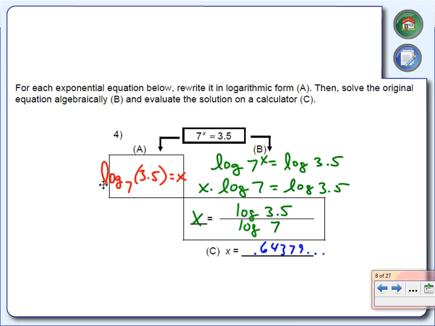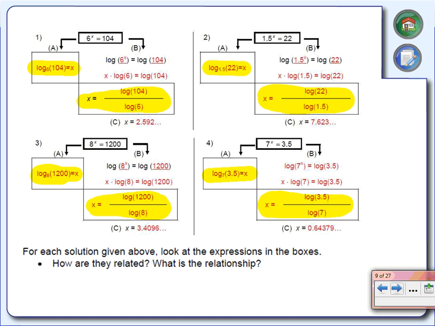All right, so at this point, we've looked at 4 different examples. What I want to do now is take a look at all 4 of those examples. This is the same thing we just got through doing on all 4. Down here it says, for each of the solutions given above, look at the expression in the boxes. And I've highlighted those for you. That's what's in yellow. So what I want you to do is look here and here. Look here and here. We're looking for some kind of a relationship. Do you notice anything about what we see in these 2 boxes? Do you notice some kind of a pattern going on?